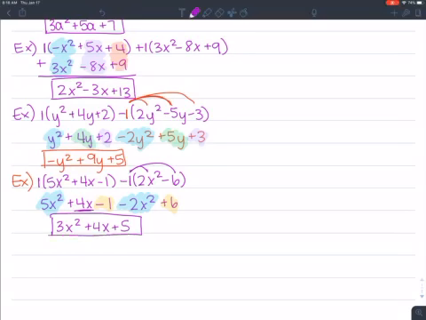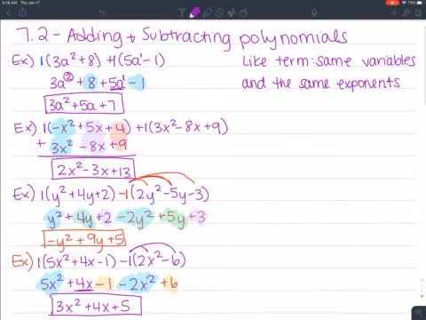And those are the notes for lesson 7.2, adding and subtracting polynomials.